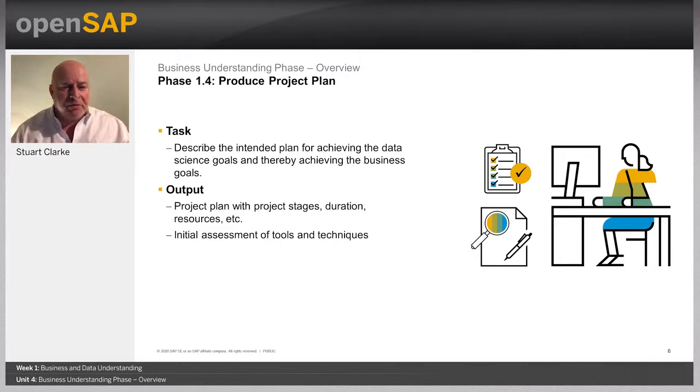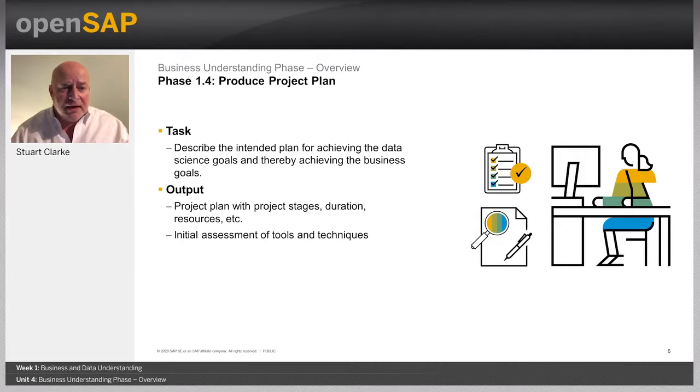Task 4 is to produce a project plan. We describe the intended plan for achieving the data science goals and thereby achieving the business goals. The plan should specify the anticipated set of steps to be performed during the rest of the project, including an initial selection of tools and techniques. The output from this is, of course, the project plan.